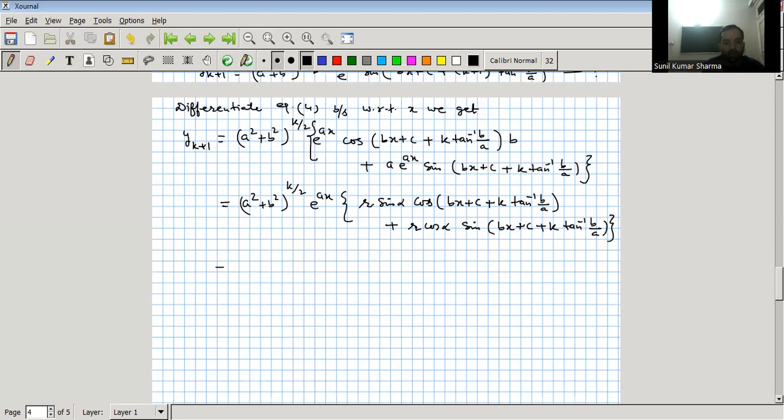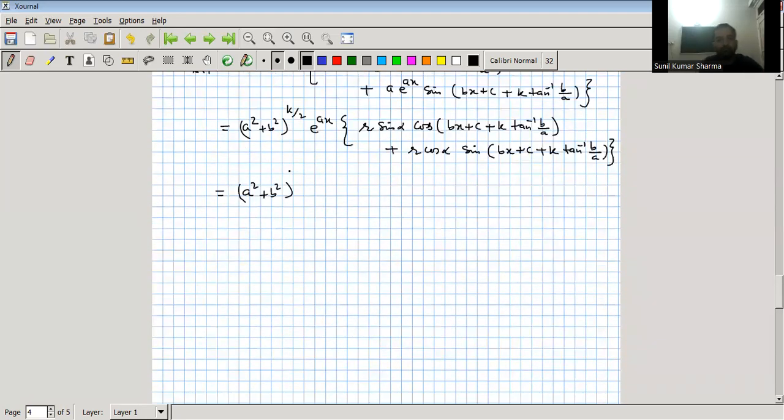So we take r to be common. So (a square plus b square) to the power k by 2, e to the power ax into r is common, and again in the bracket it becomes sin a cos b plus cos a sin b. So again sin (a plus b). So I can write sin (bx plus c plus k tan inverse b by a). This is capital A, and b is alpha.